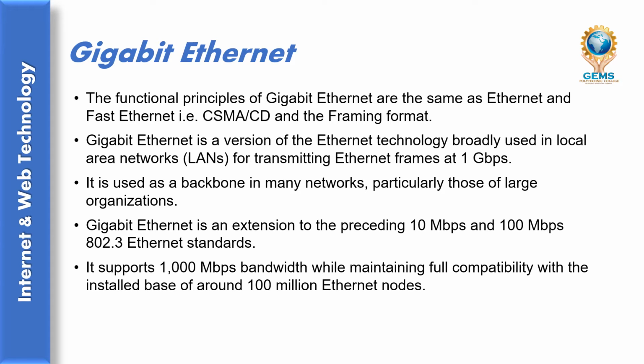Gigabit Ethernet is a version of the Ethernet technology broadly used in local area networks for transmitting Ethernet frames at 1 Gbps. It is used as a backbone of many networks, particularly those of large organizations. Gigabit Ethernet is an extension to the preceding 10 Mbps and 100 Mbps 802.3 Ethernet standard. It supports 1000 Mbps bandwidth while maintaining full compatibility with the installed base of around 100 million Ethernet nodes.